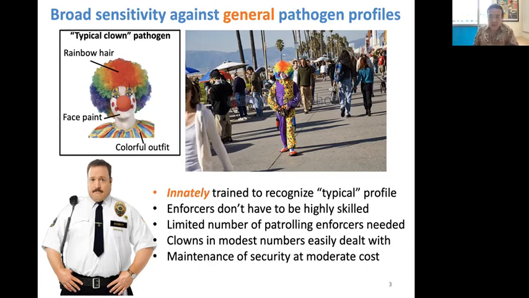They only need to look out for these generic clown features. And you only need to have a limited number of these guys patrolling, for example, this boardwalk on the beach here. I think this is like Venice, California, right? And they can easily spot clowns, and they can easily arrest the clown and get the clown out of the general public there. Right? So the benefit of this is that this is modest security that's very effective and can be maintained at a very moderate cost.